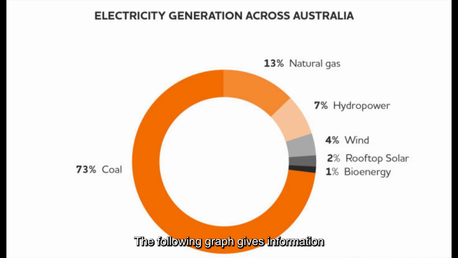The following graph gives information about the proportion of electricity generation across Australia. The items include coal, natural gas, bioenergy and so on. According to this graph, the proportion of coal is around 73%, and that of natural gas is lower, which is around 13%. You can see from this graph that the highest proportion is coal, which is around 73%. You can also see from this graph that the lowest proportion is the bioenergy, which is around 1%. In conclusion, coal has the highest proportion of electricity generation across Australia.